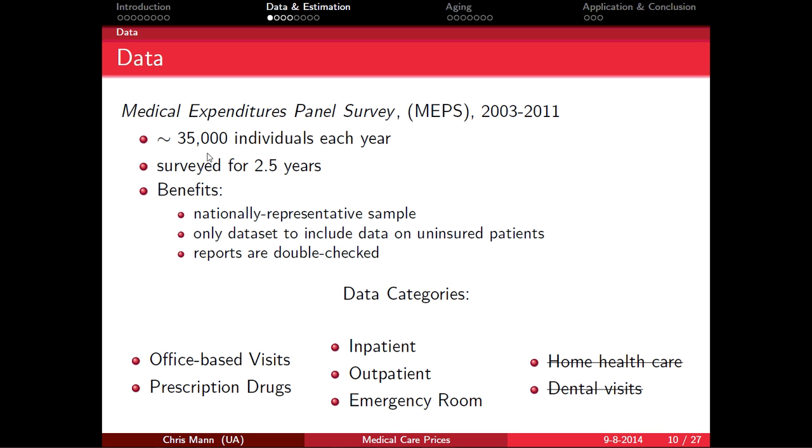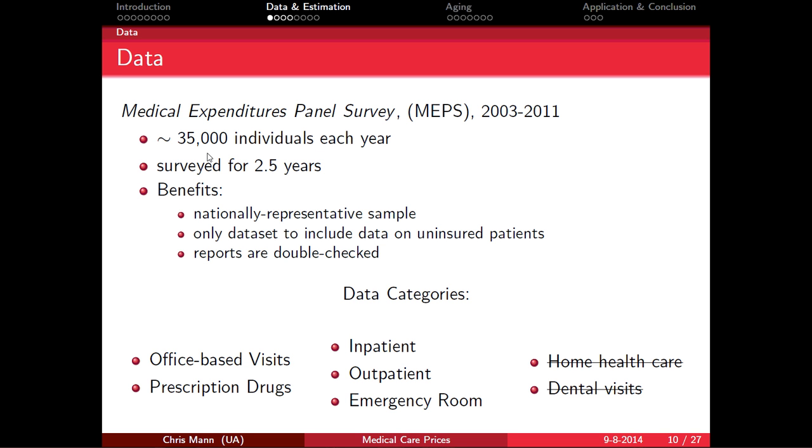So for this paper, we use the MEPS data, or the Medical Expenditure Panel Survey data. And we're using years from 2003 to 2011. Now, many of the other studies that have tried to estimate or calculate the medical care expenditure index have used the MEPS. And the reason why is because it is a nationally representative sample, which you typically don't get with insurance claims data, right? But also, the MEPS is the only publicly available data set that includes data on uninsured patients, right?